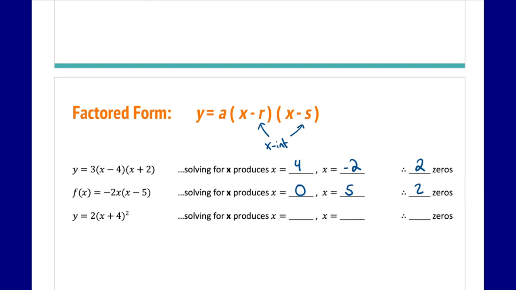If I look at the third one, y equals 2 times x plus 4 squared, this could be written another way as 2 times x plus 4 times x plus 4. Or you might say, well, that's vertex form. Either way, we can see that we have the same x-intercepts, so this produces the same x values or solutions: negative 4 and negative 4. It's the same thing, which means essentially that I have 1 zero. So that's how we can tell from looking at the factored form how many zeros it has. Again, the goal isn't really to determine what the actual x-intercepts are, just how many of them there are.